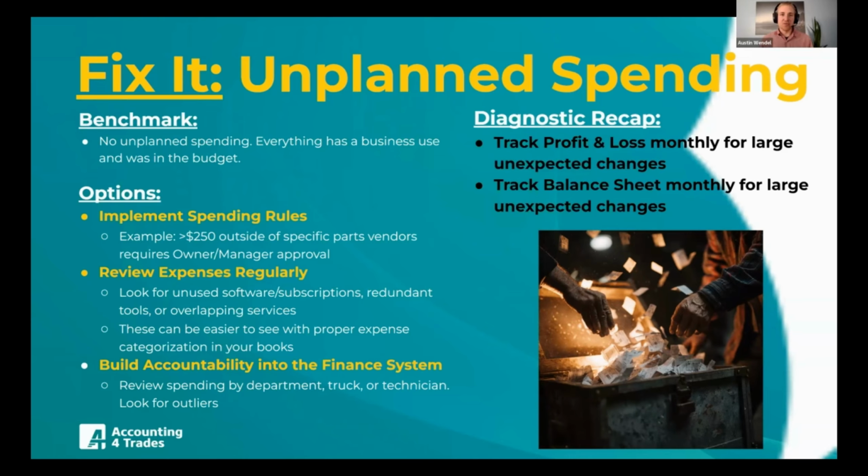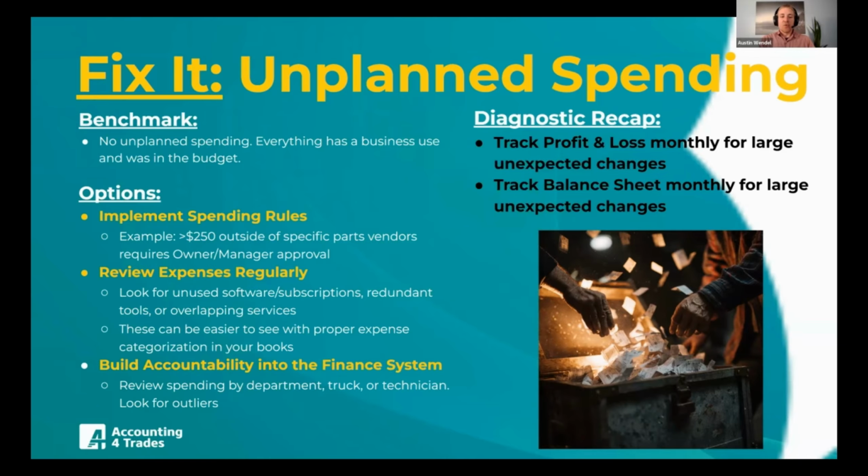How many marketing firms do you have? Are they all doing the same thing? Can you bundle and save, kind of thing? So again, those are easier to see with proper expense categorization on your P&L, but ultimately that's what we're looking at. And then build accountability into the finance system.